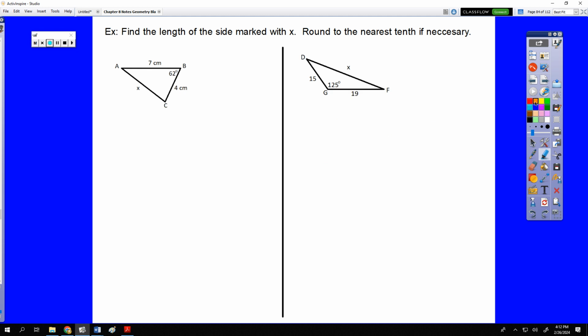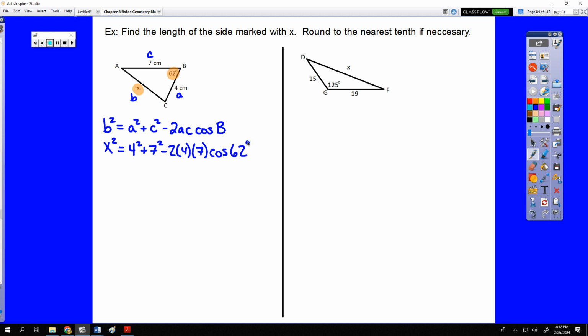Again, which angle do we know? We know angle B. So little b, which would be the x, is going to be by itself. So little b squared is little a squared plus little c squared minus 2ac times the cosine of angle B. So that's x squared equals 4 squared plus 7 squared minus 2 times 4 times 7 times the cosine of 62 degrees.